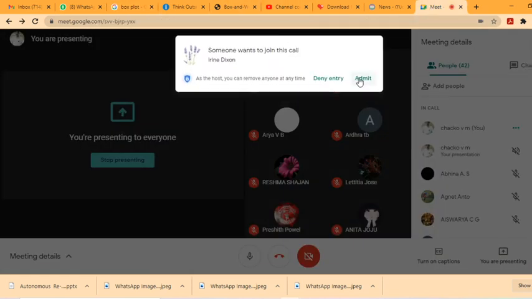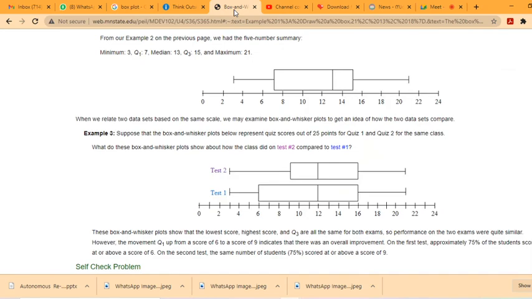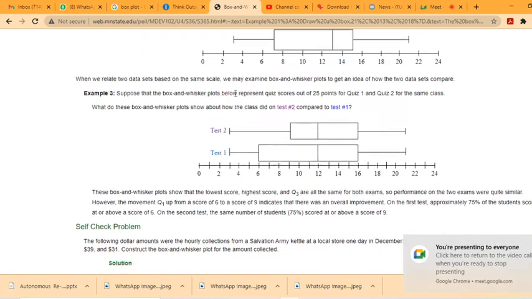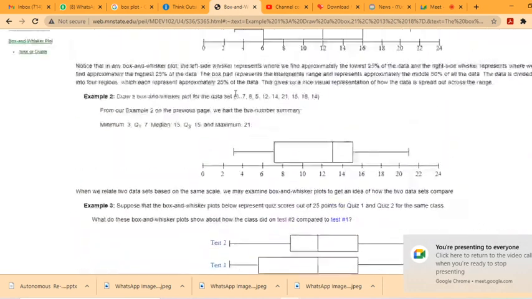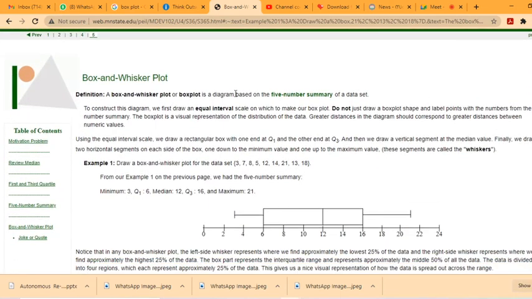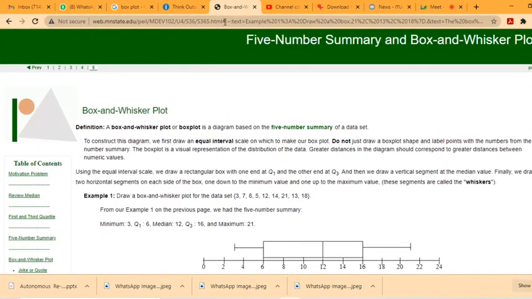So I think this is sufficient. I will share this material and you can do two or three problems here. I will share this link.